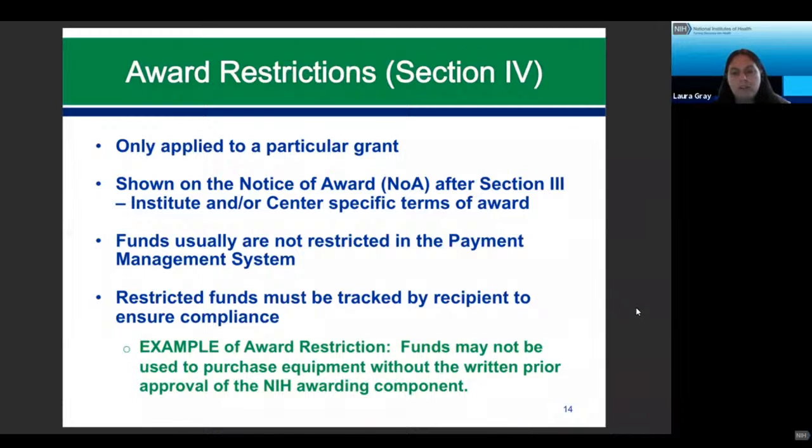There are also restrictions that the funding institute or center may have put on your award based on perhaps your institution falling behind on requirements for reporting. There could be special award conditions. And something else I just wanted to note was that while NIH provides the notice of award to the prime recipient, it's the prime recipient's responsibility to ensure that the subrecipient is following the terms and conditions of award as well.